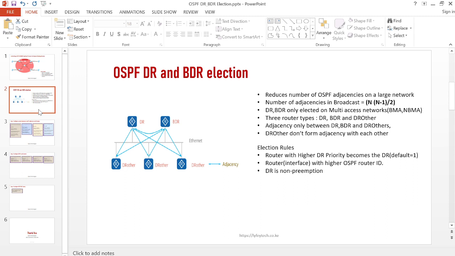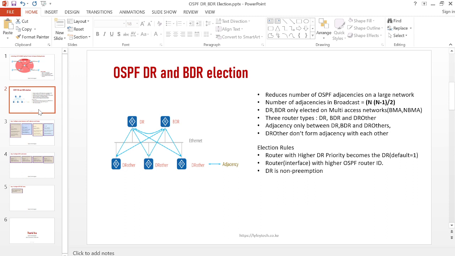When you have the DR and the BDR, there are some election rules that are followed by the router. The first rule is we look at the DR priority. If you have two routers with different DR priority, we select the router with the highest DR priority as the DR. Then the router with the second highest will be the BDR. On Huawei, the default DR priority is 1. So if you haven't made any configuration changes on your routers, all the routers will have a DR priority of 1. So we may not have a tiebreaker if we haven't made any changes on the DR priority on any of the routers.